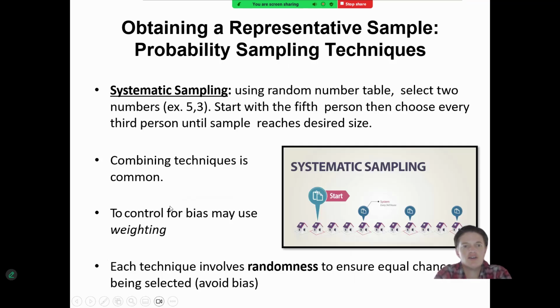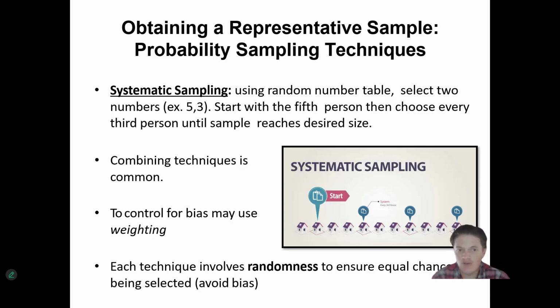Another thing we can see here is systematic sampling. Use a random number table, select two numbers like 5 and 3, for example. Start with the fifth person and then choose every third person until the sample reaches the desired size. So many choices of things that we can do depending again on the population and what it is that we're looking at, what it is that we want to know.